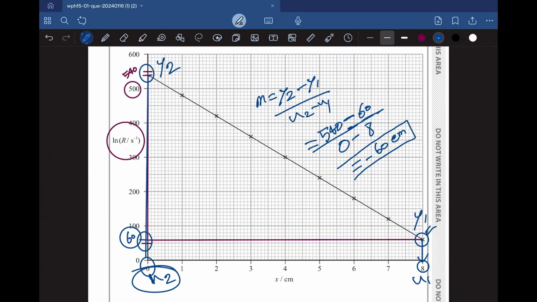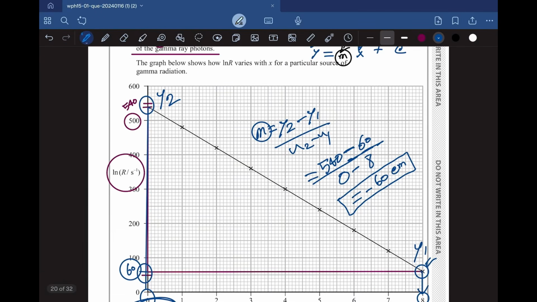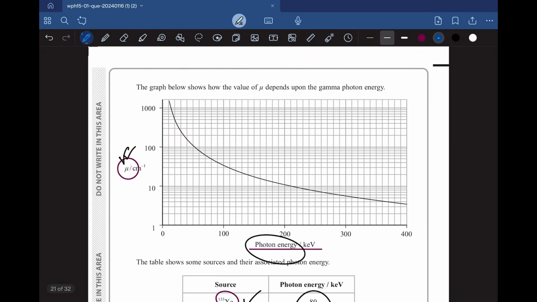centimeter. So this is our value of mu. We know m is the value of gradient, and we know m is minus mu. As it is minus mu, we will make it 60. So basically our mu is going to be 60, because mu is minus m. So mu is equal to 60. So we have got our mu value as 60.